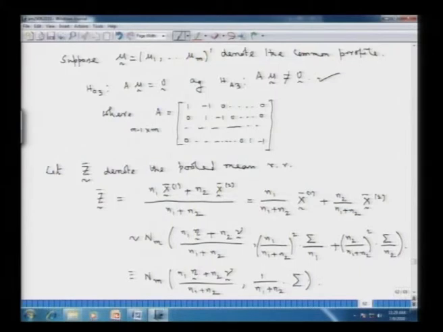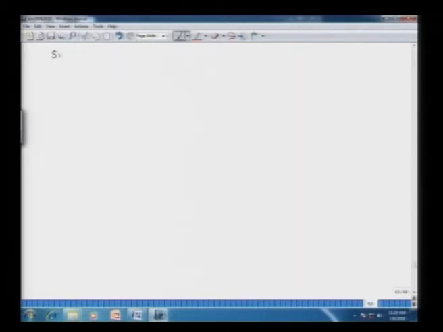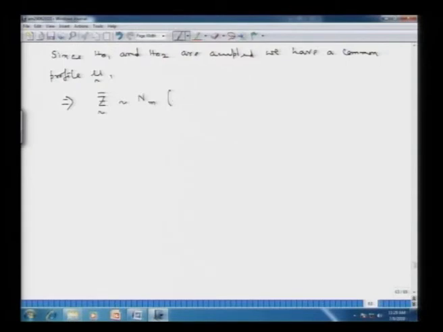Now since we have the two hypotheses H01 and H02 sequentially being accepted, we have these two vectors, eta, which leads us to the profile of the first group, and nu, and both of them are accepted to be having a common profile, and hence we can replace them by mu. Since H01 and H02 are accepted, we have a common profile mu, which would imply that our z vector, the pooled mean vector, has got a multivariate normal distribution with a mean vector what?